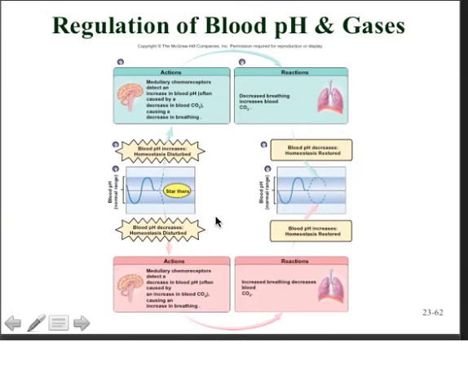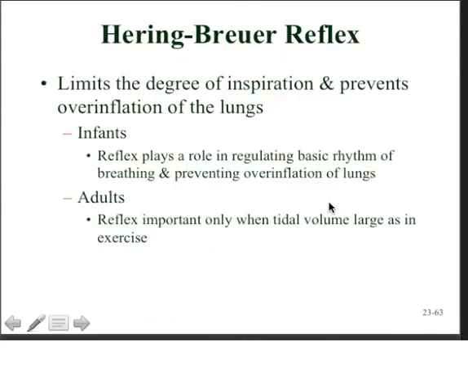Flip side, if we begin here, blood pH begins to decrease. Too much CO2 in the blood, pH getting too low. Chemoreceptors in the medulla pick this up. The decrease in the blood pH caused by an increase in CO2 causes an increase in the rate and depth of breathing. We pick it up, and the result then is that the pH rises back to normal.